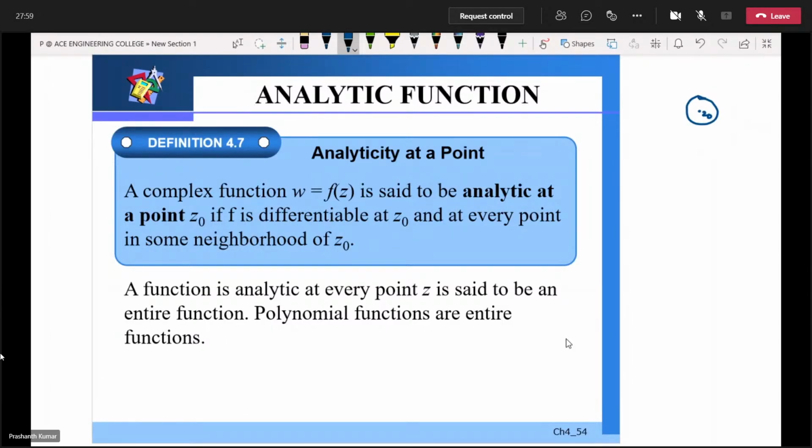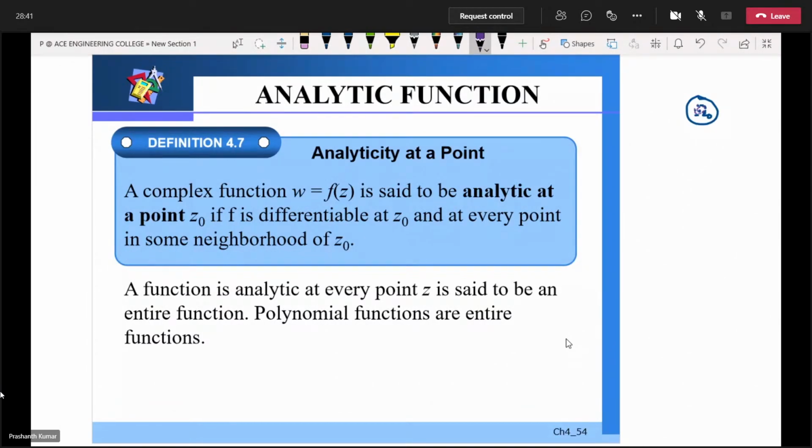If f is differentiable at this z naught, so at this point the function is differentiable, and at every point in some neighborhood of z naught it is also differentiable, some neighborhood of z naught, then we call the function analytic at z naught. If it is differentiable in the whole neighborhood, then we call the function analytic.